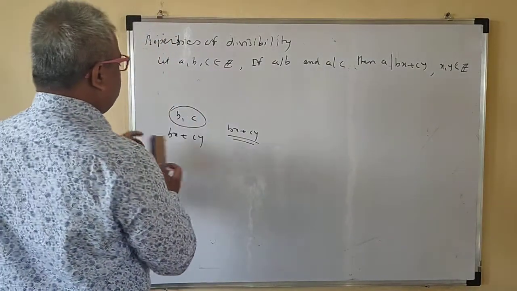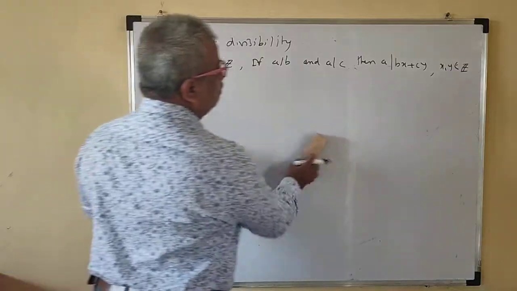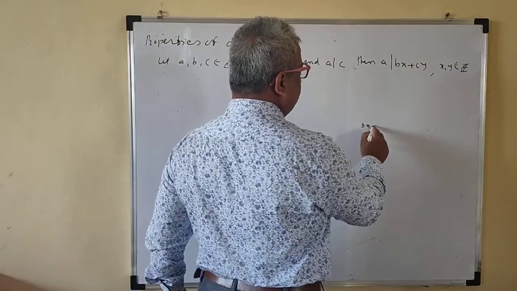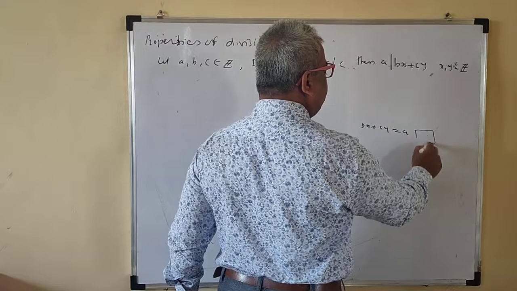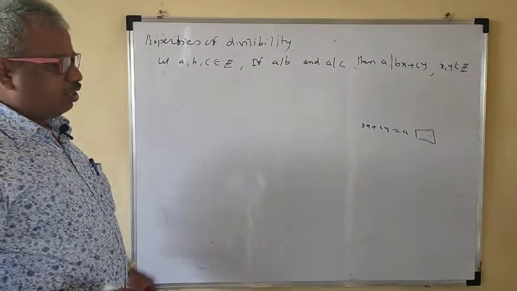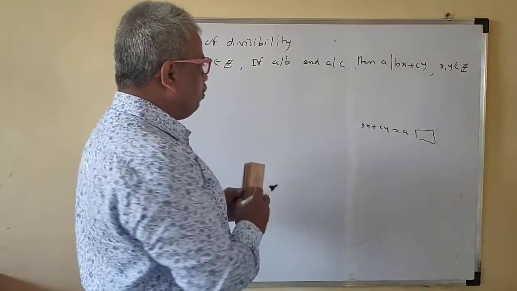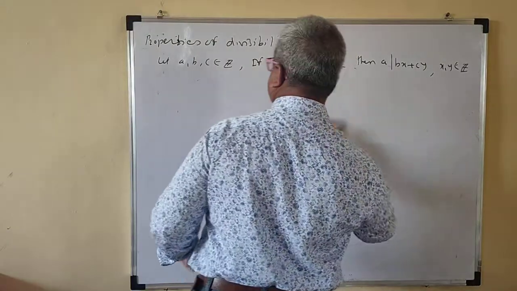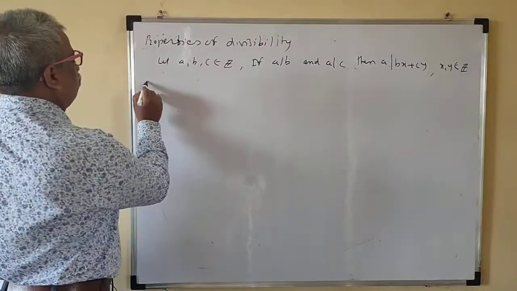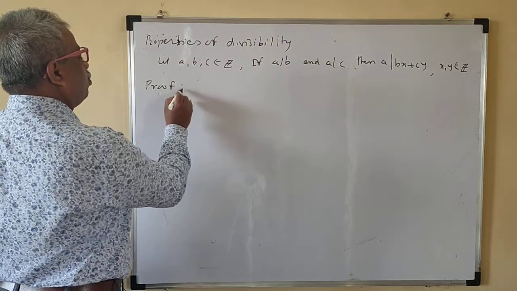Okay, so we prove this one. That means what do you have to prove? Bx plus Cy is A times some integer. A into any integer, whatever it is. You have to prove this one. Okay, so we will prove this with the help of the definition. No problem. Okay, solution or proof.